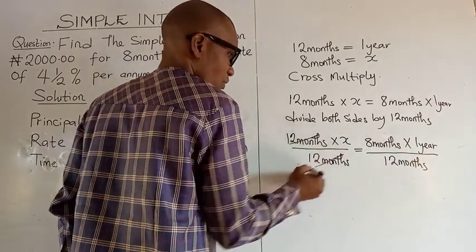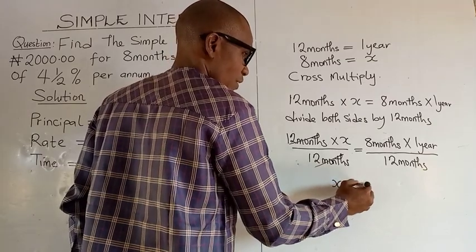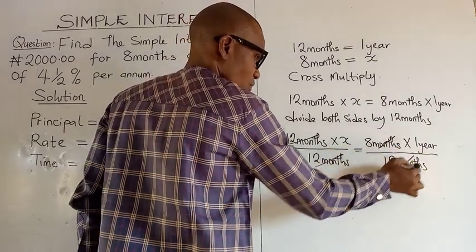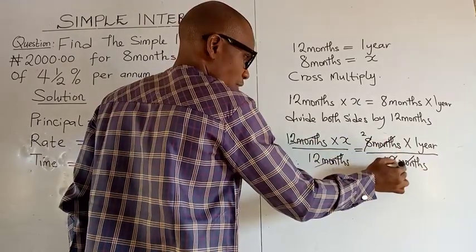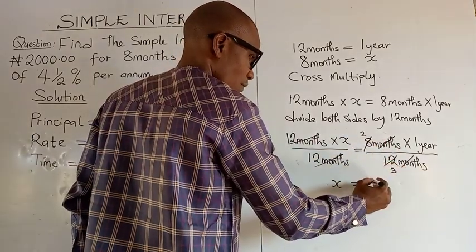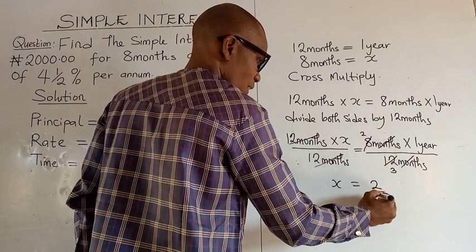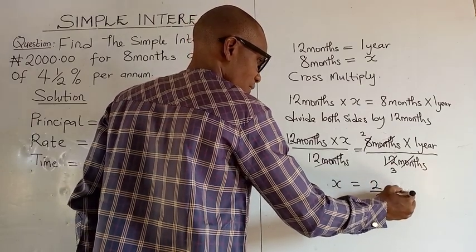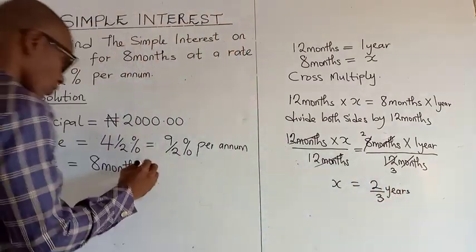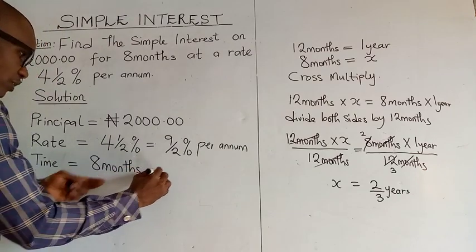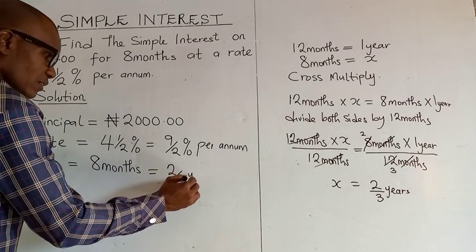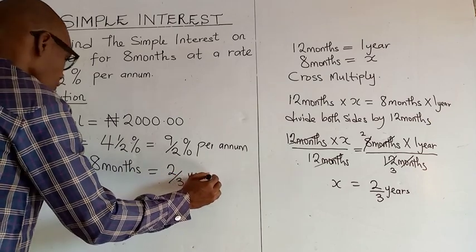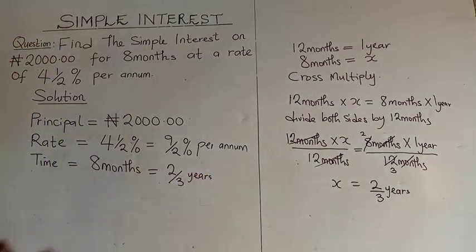So this will cancel this. We'll now be left with x. Months will cancel months. 4 here is 2, 4 here is 3. So we have 2 all over 3 years. So the 8 months is equivalent to 2 all over 3 years. When we do this, we just substitute into our formula.